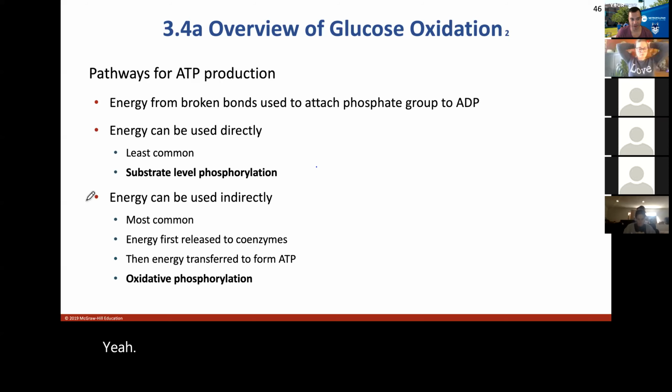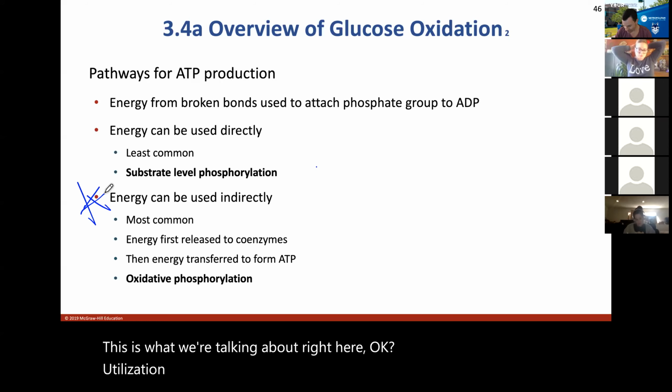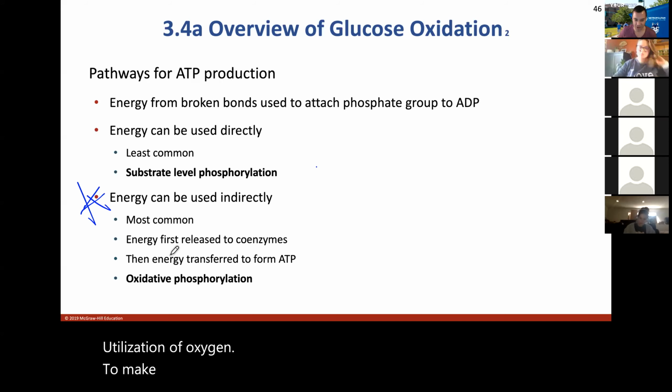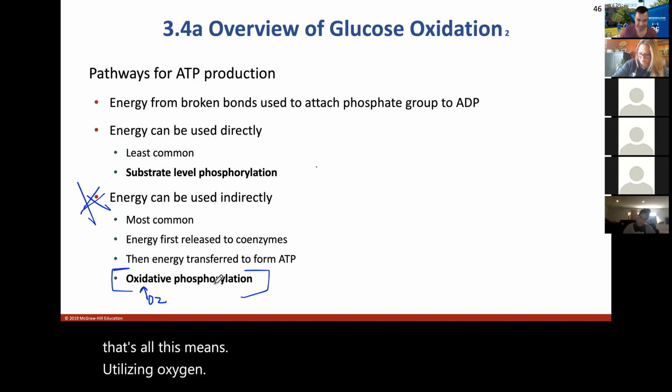This is what we're talking about right here. Utilization of oxygen to make ATP. That's all this word means. Utilizing oxygen to add a phosphate. That's all that stuff means.